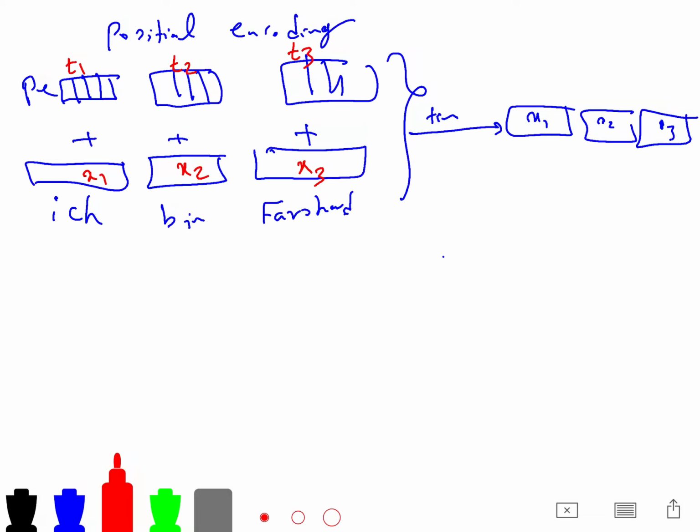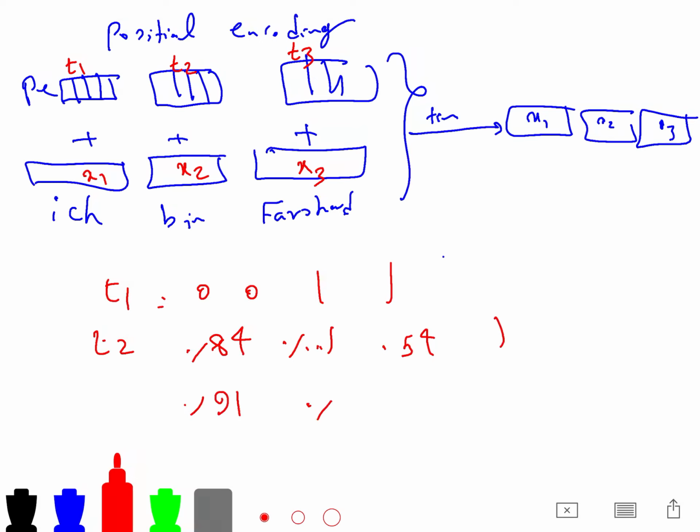For example, your T1 could be 0, 0, 1, 1, your T2 could be 0.84, 1.54 and 1, and T3 could be 0.1, 2, 4, 2, and 1. So each row contains 512 values with a value between -1 and 1.